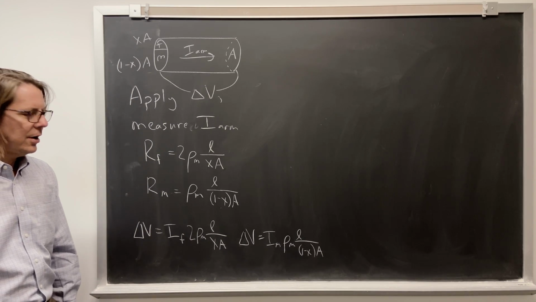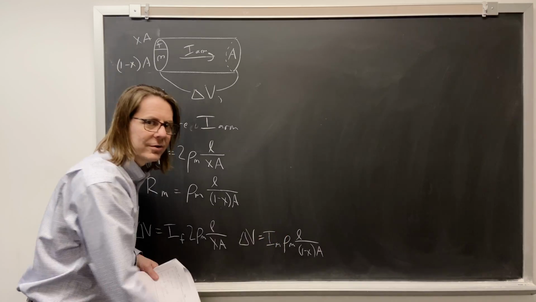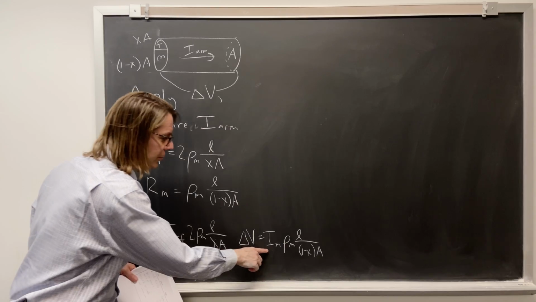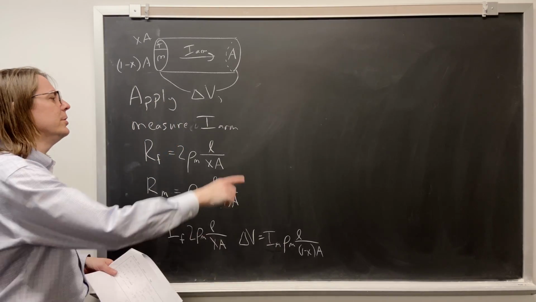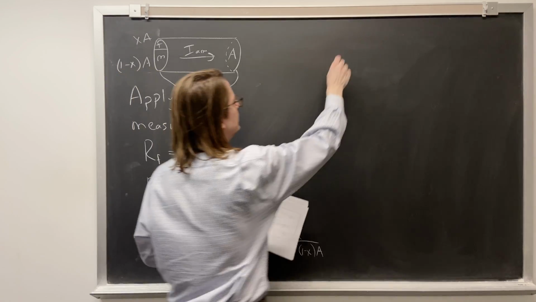All right, now your algebraic instinct is probably, let's set these equal to each other and solve for X. But you can't, because you don't know the current that just flowed through the fat, and you don't know the current that just flowed through the muscle. You only know the total current in the arm. So what we're going to do is the junction rule.